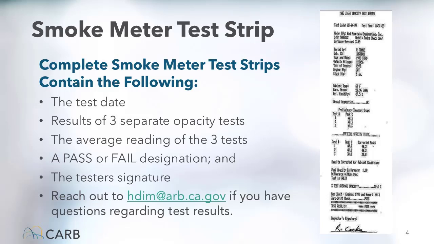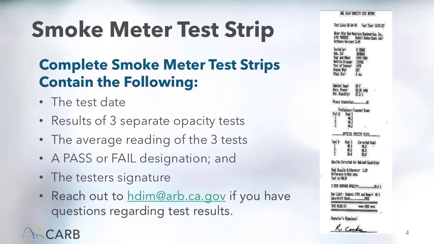A complete smoke meter test strip will include the following information: the test date, results for 3 separate opacity tests, the average reading of the 3 tests, a pass or fail designation, and the tester's signature on the form. If any of the information is missing, the test strip may not be accepted by the CTC Viz staff, and the vehicle owner's account would not be updated.